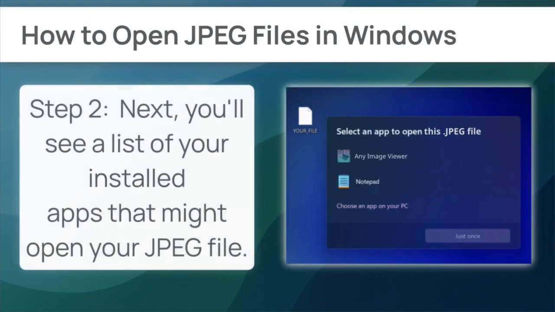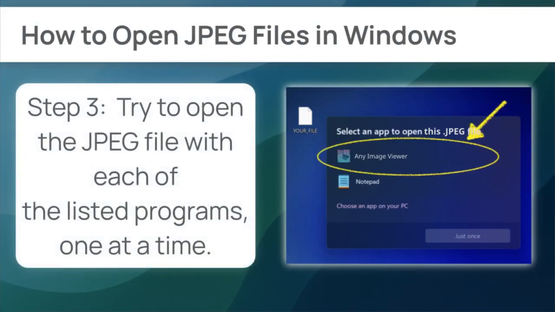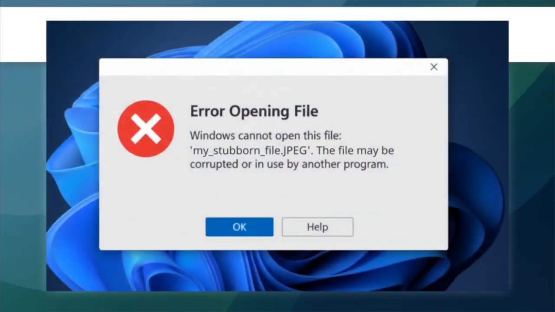Right-click your JPEG file, then click Open With. Test any image viewer if you see it. If it fails, select the next program. This organized testing is vital. If your JPEG file will not open yet, do not panic.